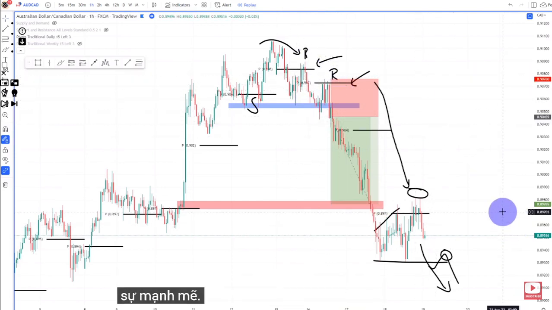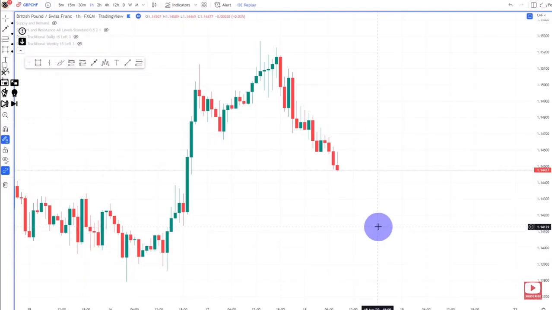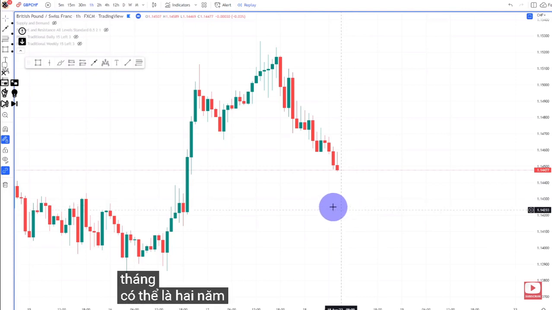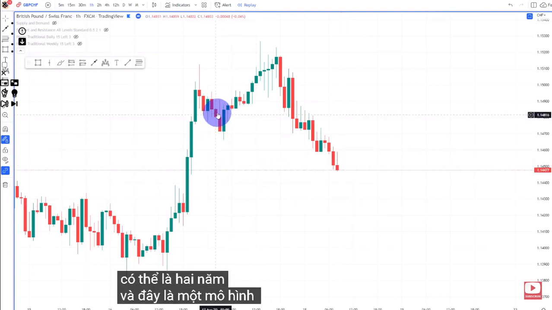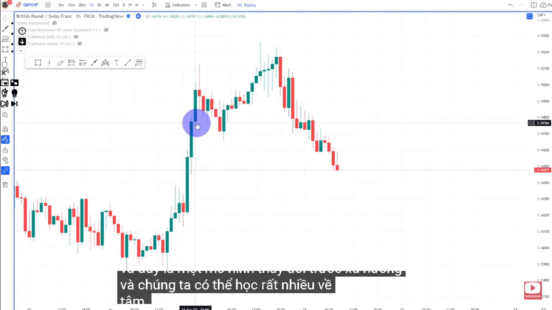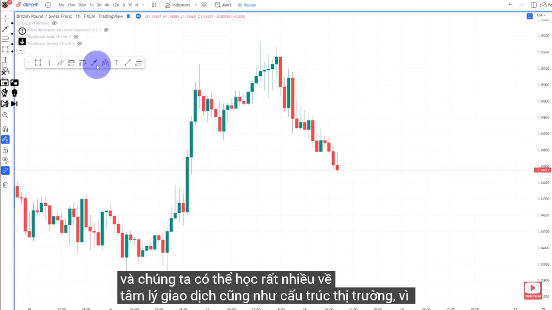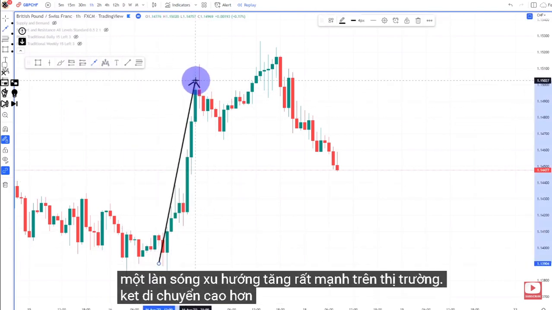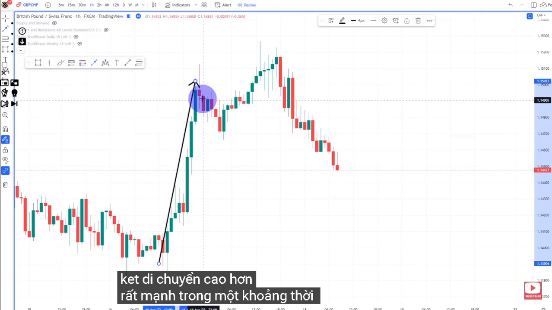Now let's move into another example. So now we have one of the most interesting patterns that I've been studying over the past recent months, maybe 2 years. And this is a pre-trend change pattern, and we can learn so much about trading psychology, but also market structures. So what we see here is a very strong bullish trend wave. The market moves higher very strongly in a short amount of time.